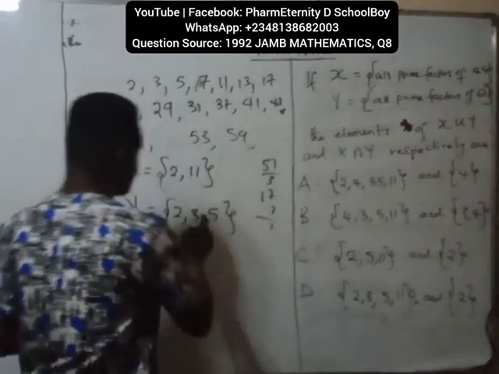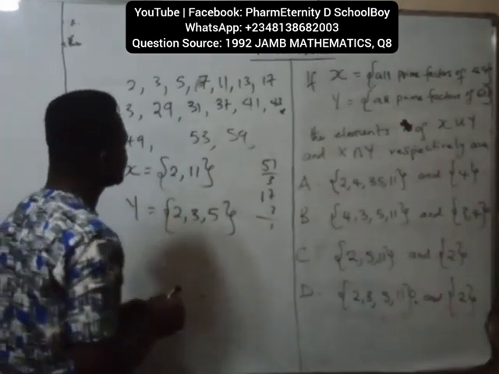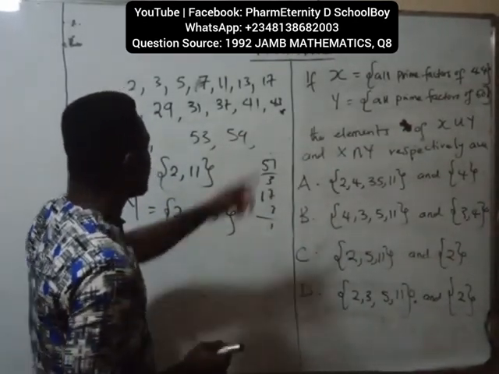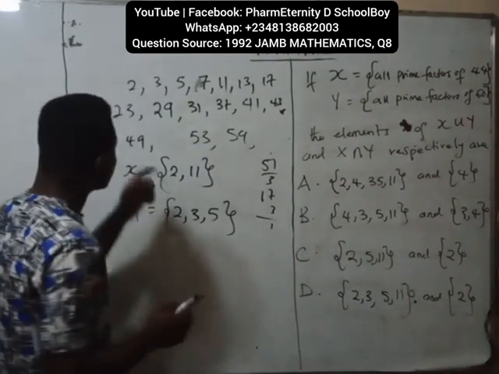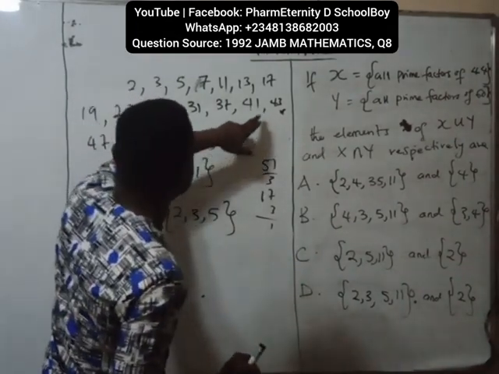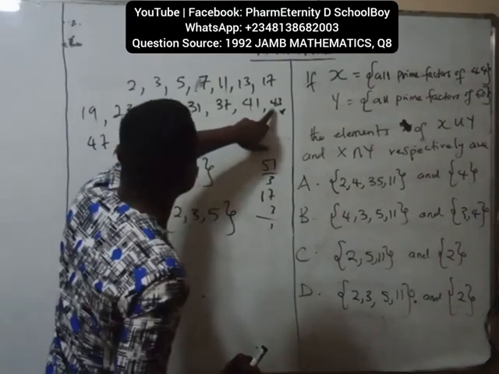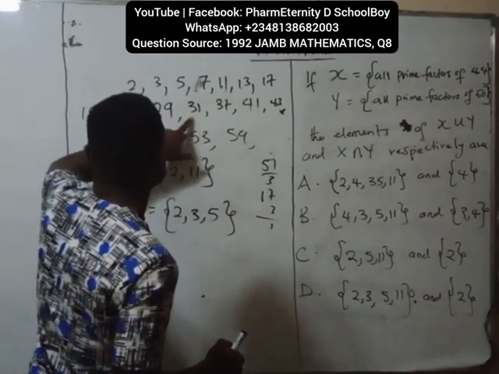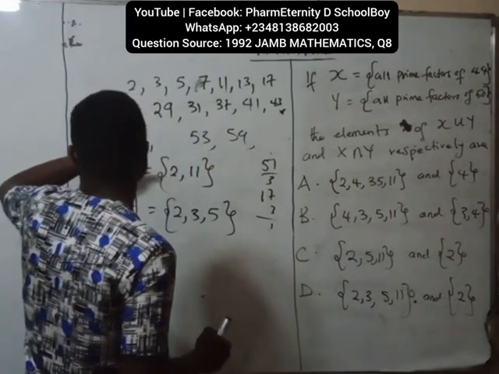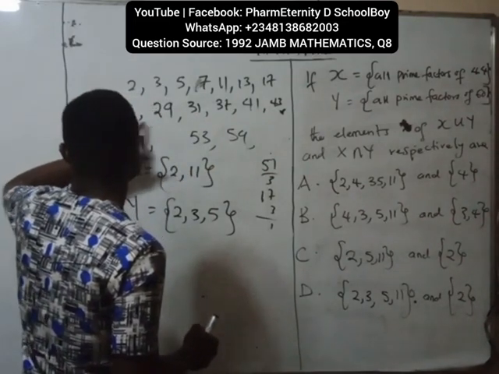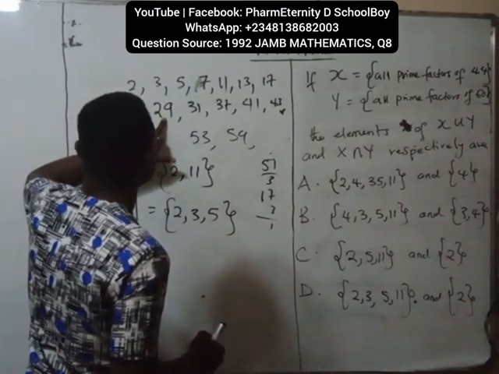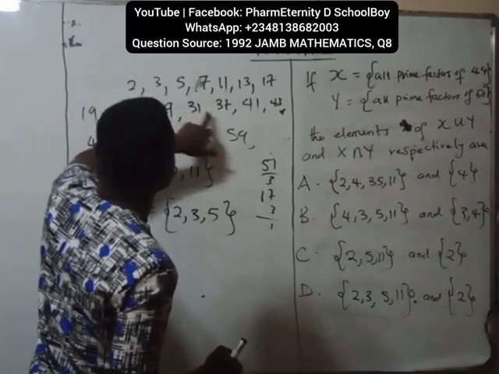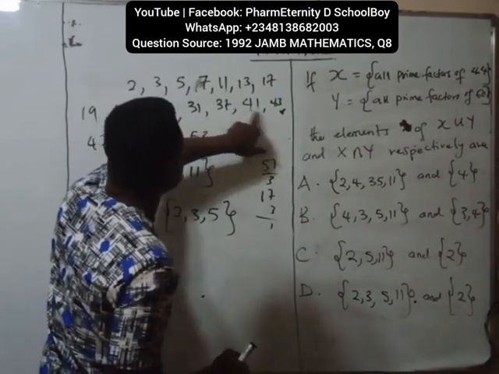Alright, let's go. So these are the prime factors of 60. But let me check other ones, in case I made a mistake. What number can divide this? No. No. No. No. No.